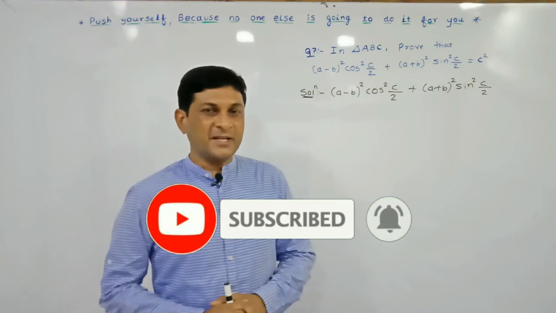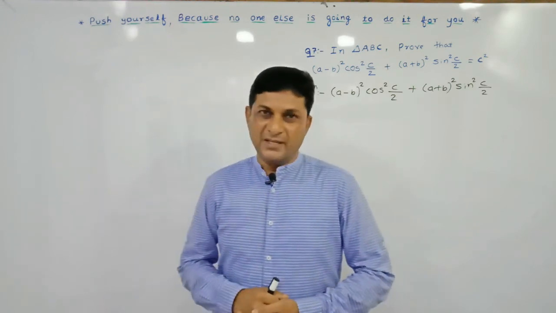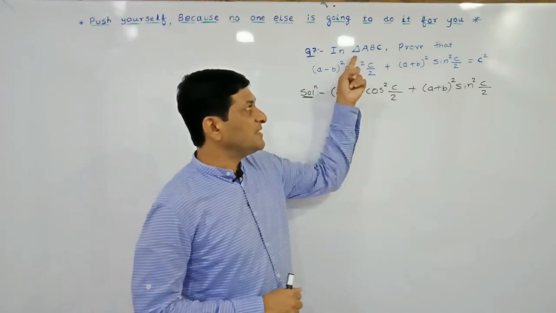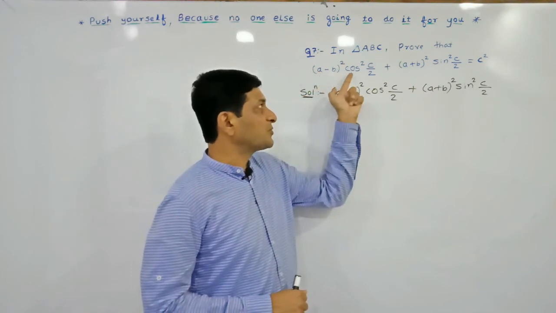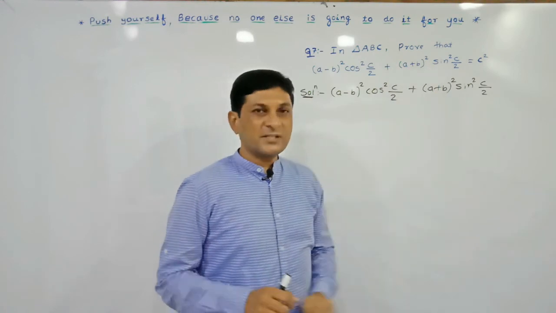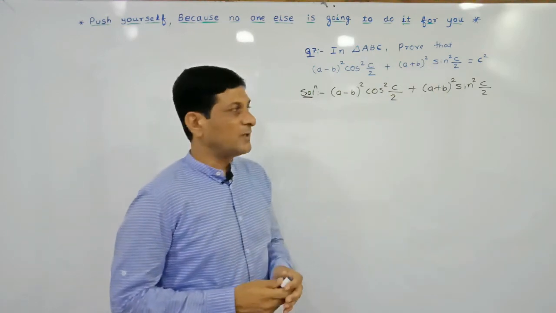Today we are starting question number 7 from Miscellaneous Exercise 3. So observe the given example. In this case, one triangle ABC is given to us and we have to show that (a − b)² cos²(C/2) + (a + b)² sin²(C/2) is equal to what? c². So let us try to solve this example.